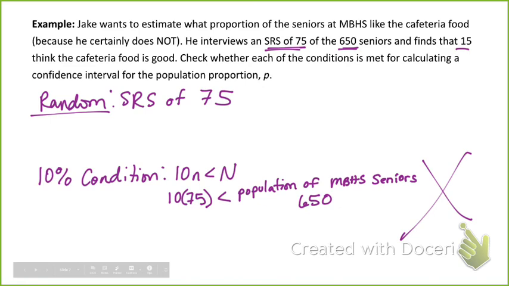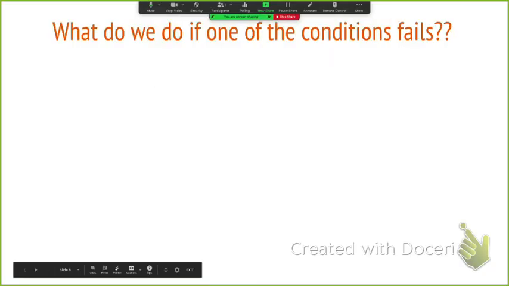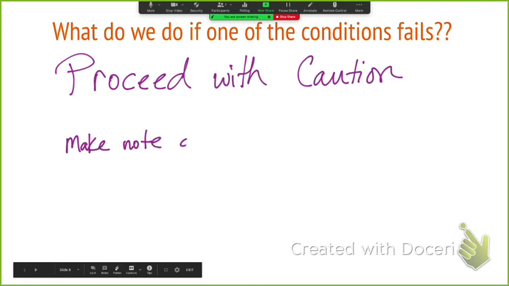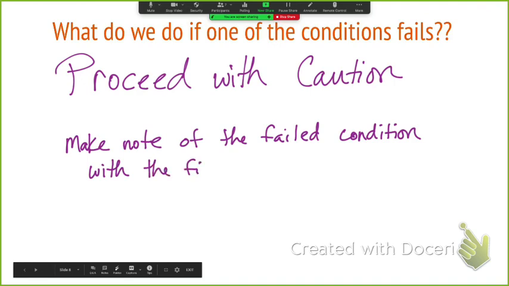So you might be asking yourself, what happens when they fail? What do you guys think happens when it fails? I know you wish that the answer was you just quit the problem, but that's not the answer. You proceed with caution. And here's the deal. Make note of the failed condition with the final interval.